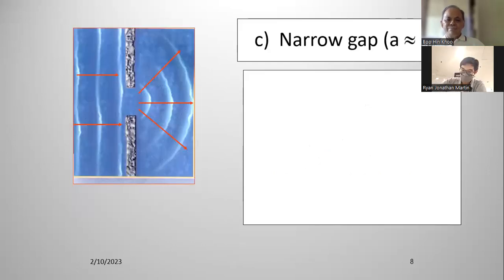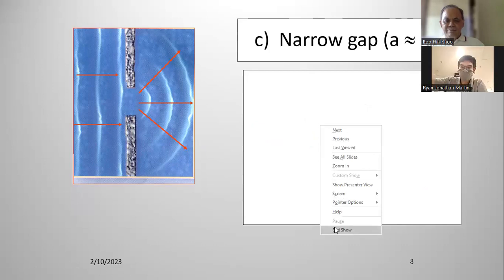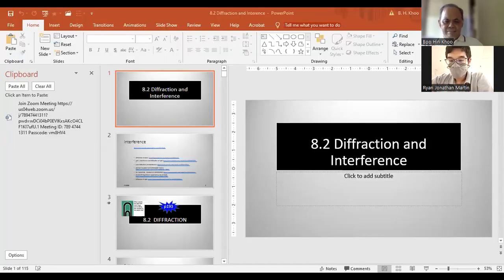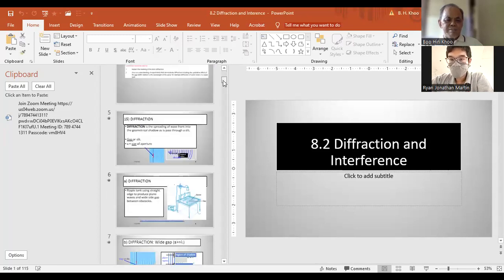And then for narrow gap, which is almost equal to the wavelength. Sorry. Just made a mistake.